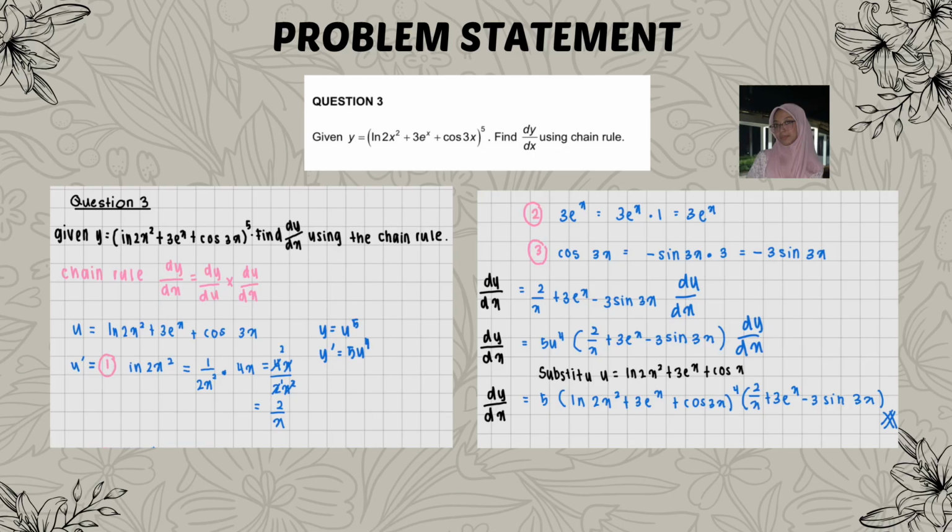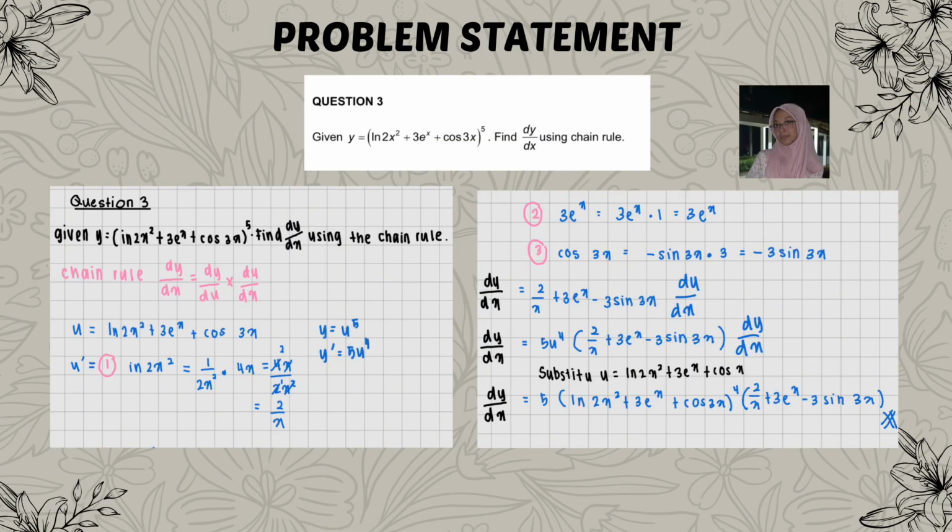Next, 3e power of x. This one is straightforward. The derivative of e power of x is still e power of x, and the constant 3 stays in front. That's how we got 3e power of x. Lastly, cos 3x. We need to differentiate cos, and we get negative sine 3x. We also multiply it by the derivative of 3x, which is 3. And the answer is negative 3 sine 3x.